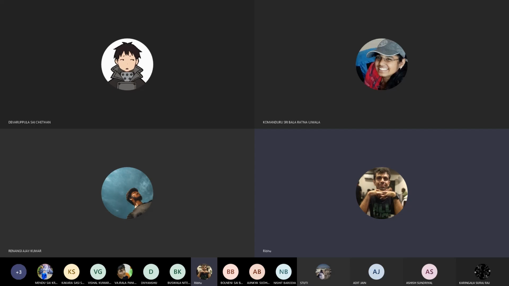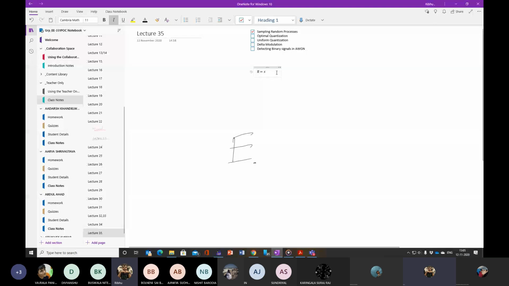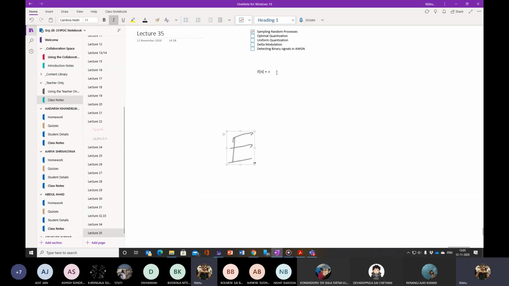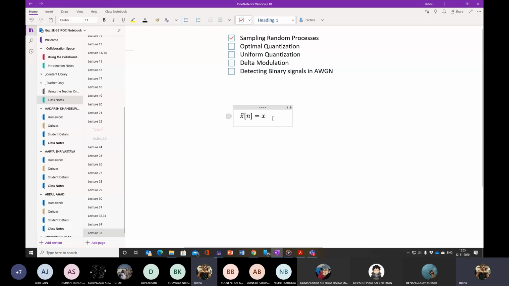We were discussing that this quantization process is basically the process of mapping from... Sir, can you zoom in on the real line, please? Yeah, just a second. Now is it okay? Yes, sir.